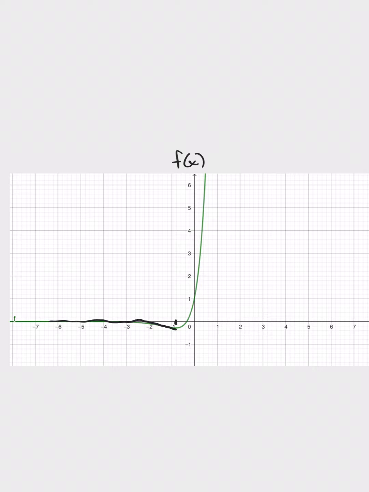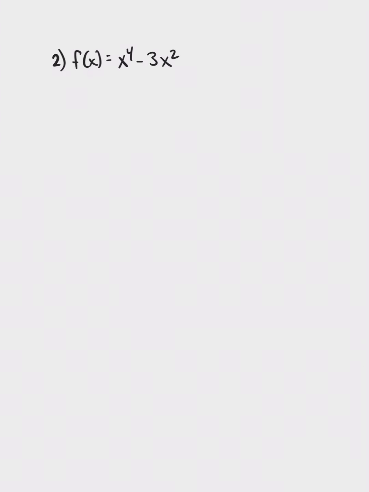Right here it looks really flat because there's a horizontal asymptote and this window is big. And then all of a sudden at negative 5/6, it starts increasing like that. And then what's happening, we have this local min right here. And I mean, it's kind of hard to see, but that's about negative 0.28, its y value. So, okay, so let's look at another one now.